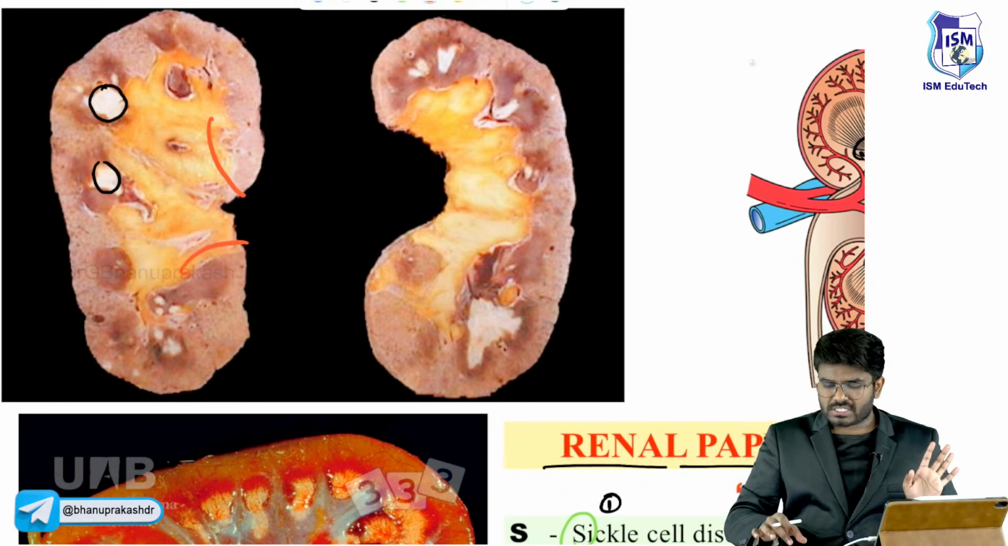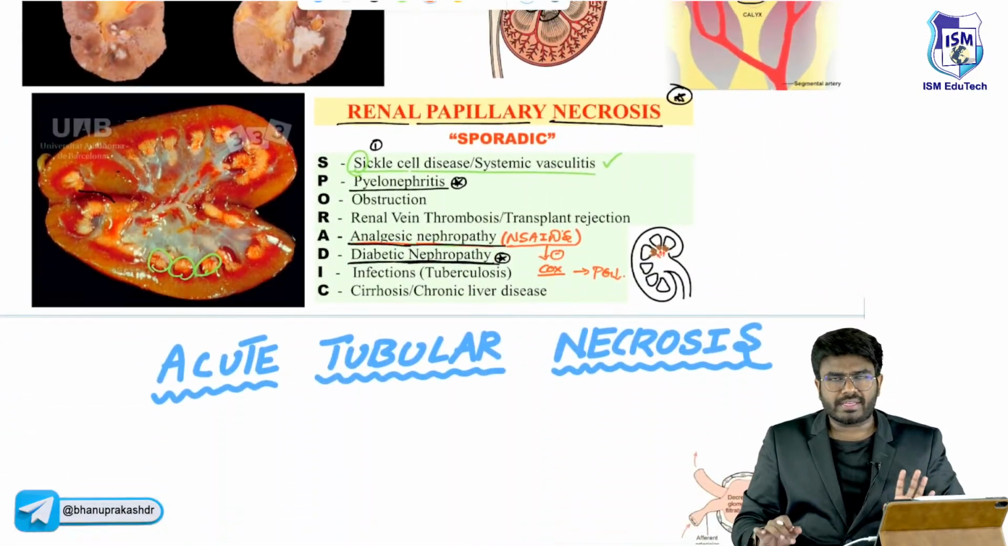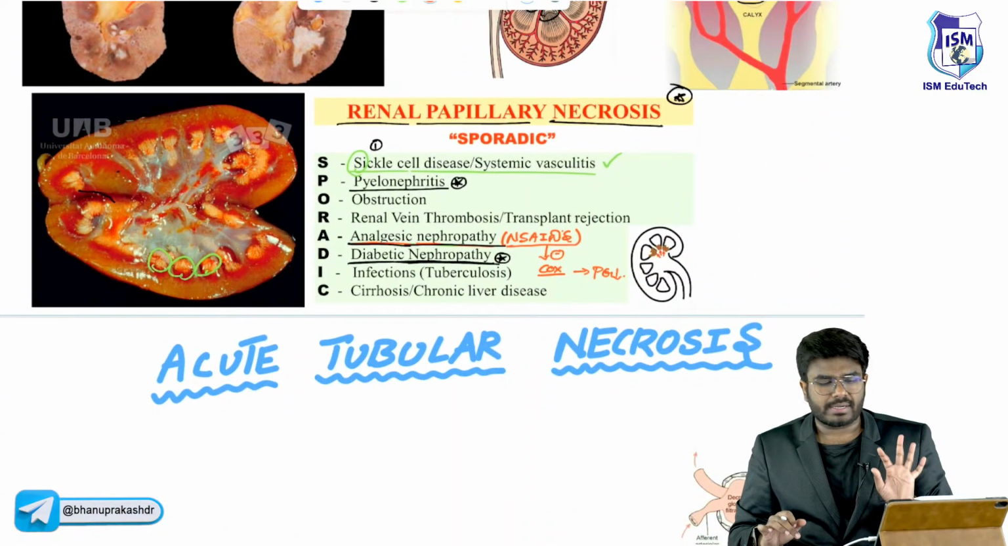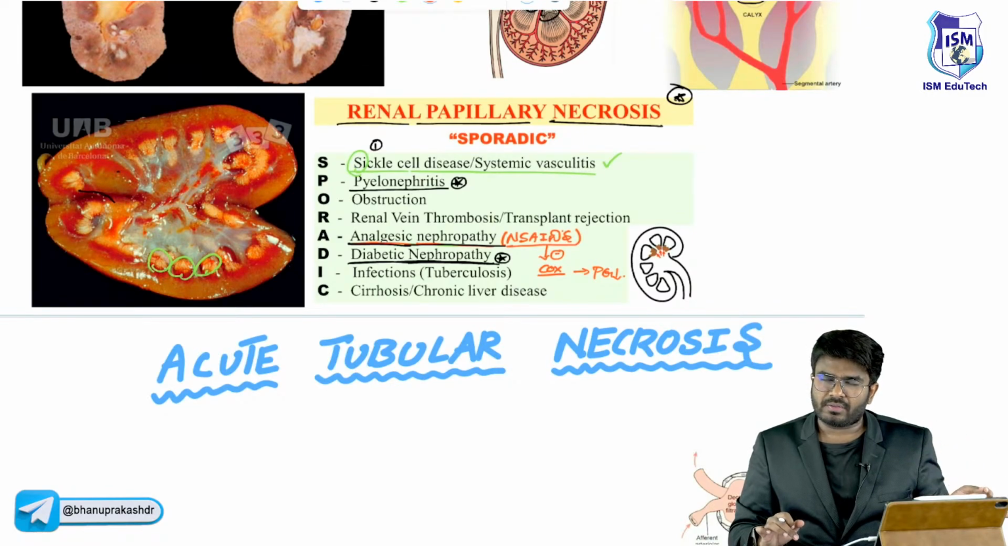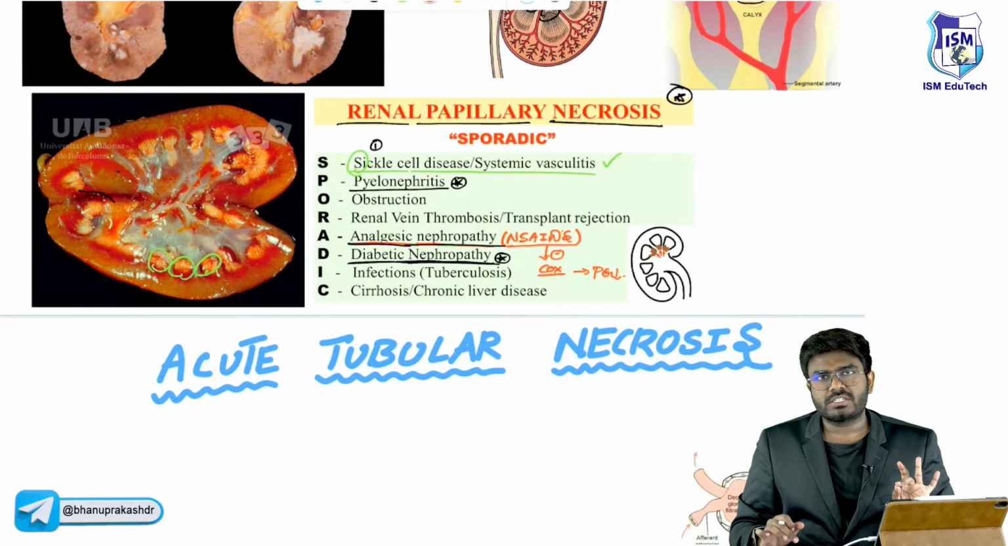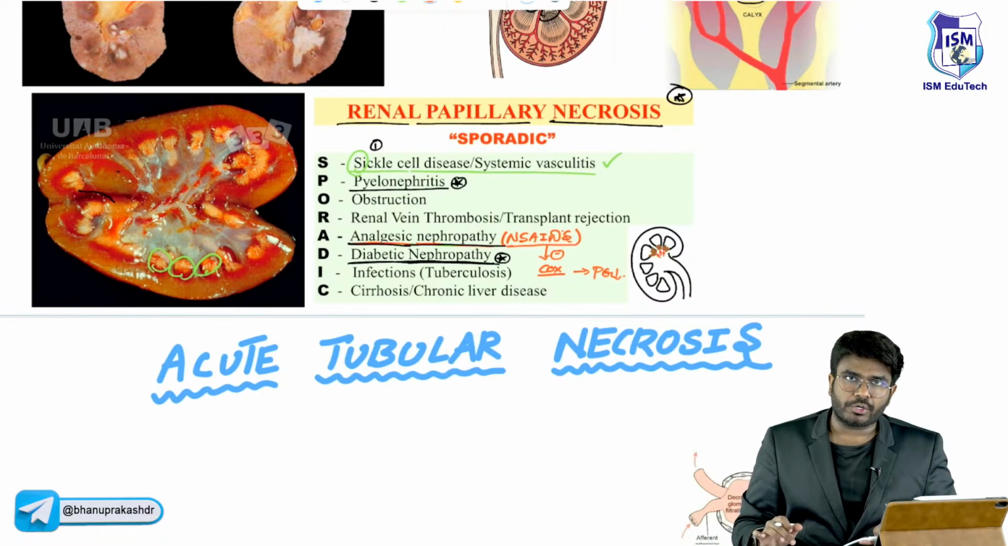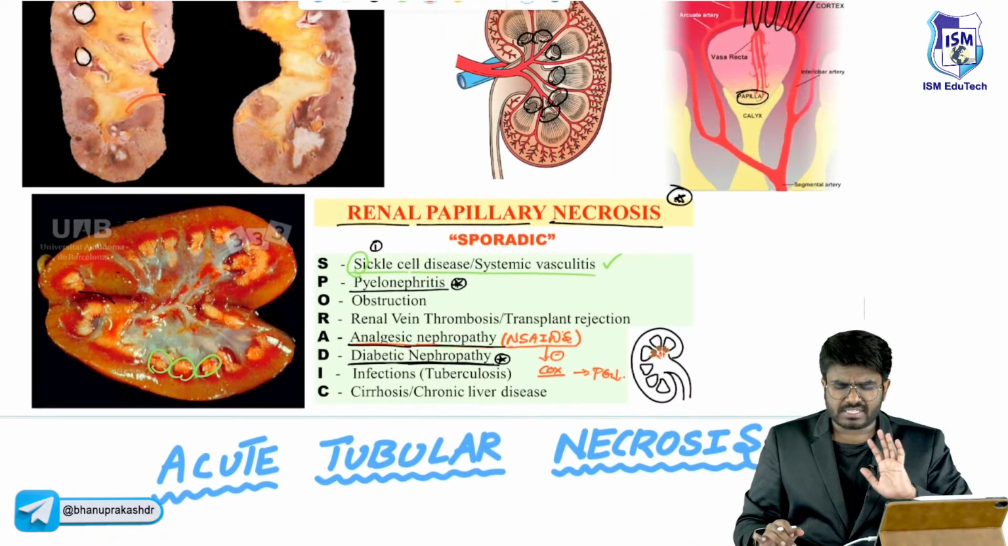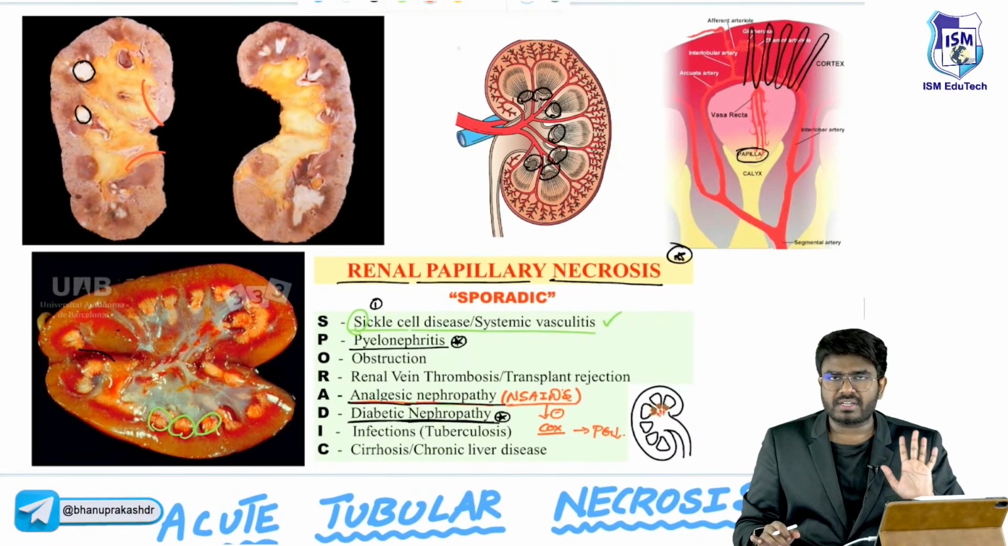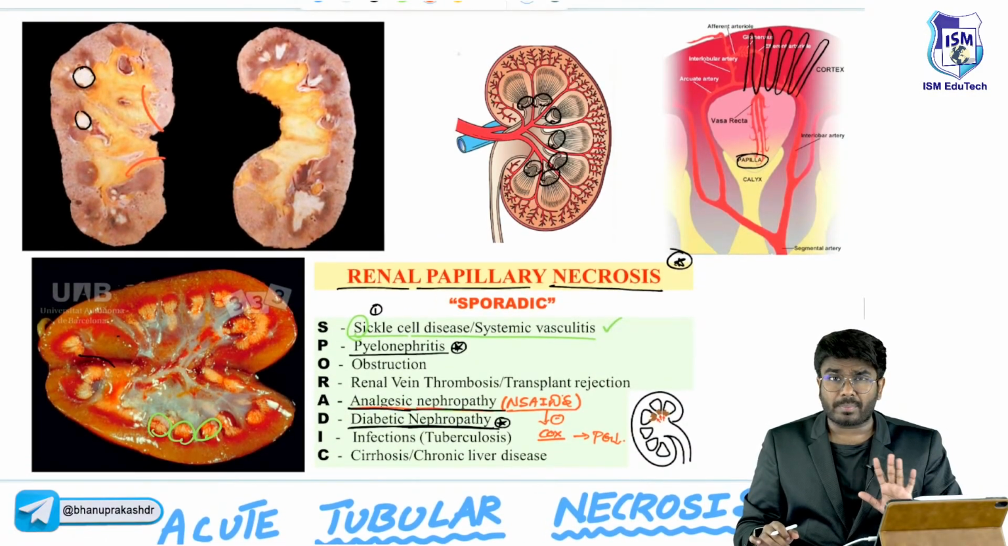So these are the 4 causes you need to know before going to the exam. The 4 causes of renal papillary necrosis are diabetic nephropathy, or a patient who has diabetes; second, analgesic usage; sickle cell patients; and infections like pyelonephritis. So these are the 4 important causes I want you to know. After this, the topic of renal papillary necrosis is completed.